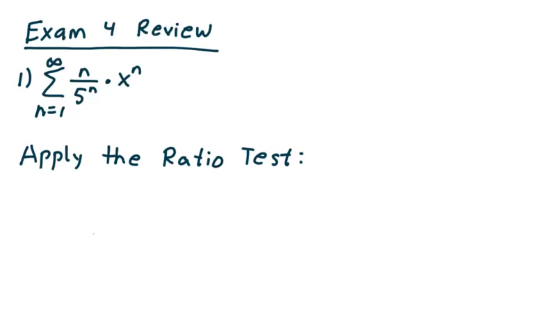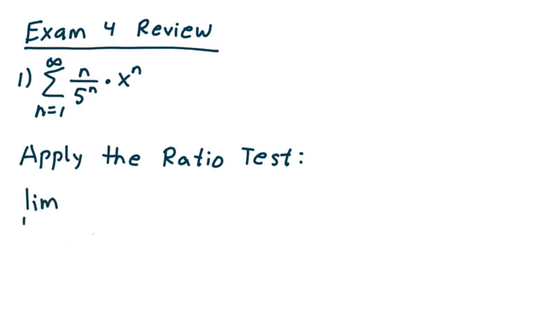This is a video from the exam 4 review. I'm going to take a look at problem 1. Suppose we have the summation from n equal 1 to infinity of n over 5 to the n times x to the n. And I'm going to apply the ratio test. We're looking for the interval of convergence.